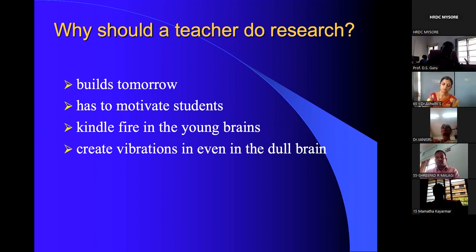Then teachers should be very strong in carrying out research. We are responsible. We build tomorrow. And we have to motivate our students. We have to create a fire, a fire in the young brain.